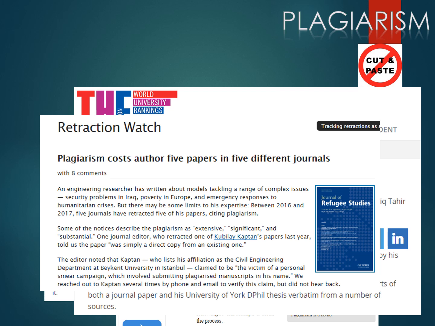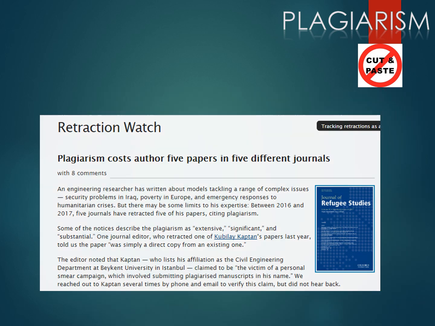Plagiarism costs also 5 papers in 5 different journals. So just be aware that when you do write your literature review, that you are writing it in your own words, and where you are paraphrasing, that it is acceptable paraphrasing. And remember that you can't use quotes throughout. So be sure to write in your own words.